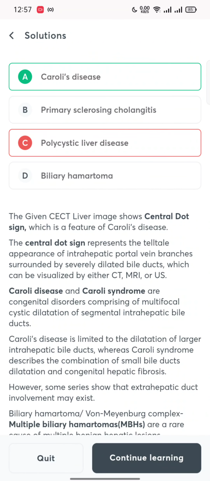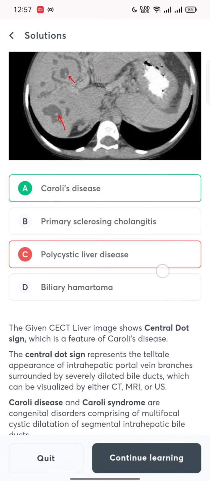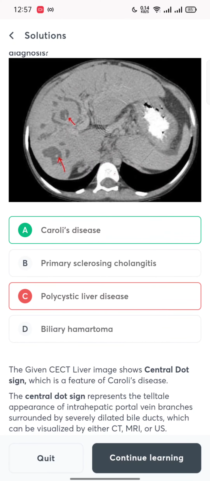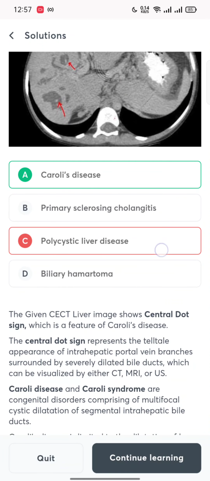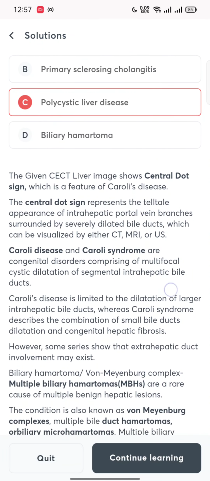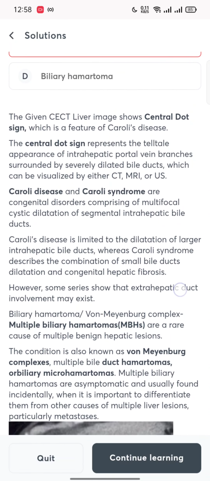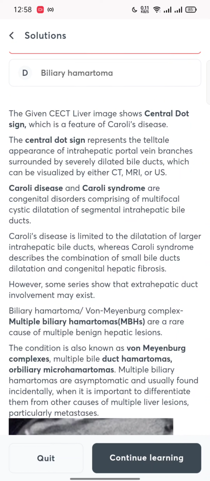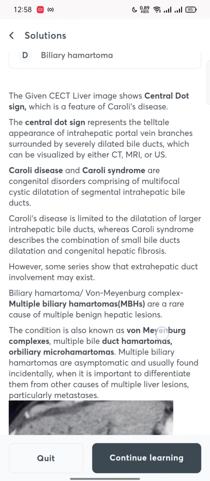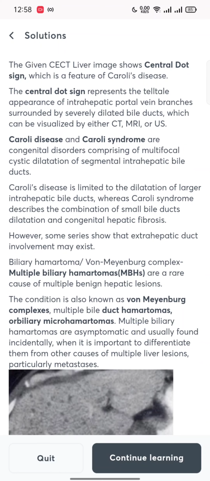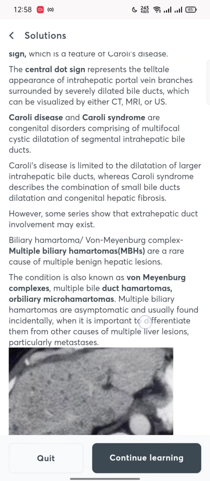In the given CT scan, the liver image shows the central dot sign. You can see there is a central dot sign over here, which is a feature of Caroli disease. Central dot sign represents the telltale appearance of an intrahepatic portal vein branch surrounded by several dilated bile ducts, which can be visualized by either CT, MRI or USG. Caroli disease or Caroli syndrome is a congenital disorder comprising multifocal cystic dilation of segmental intrahepatic bile ducts.